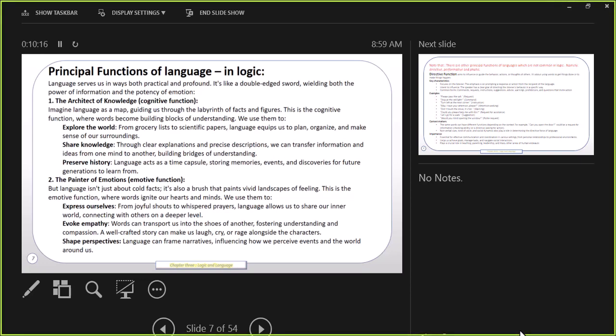But most dominantly, cognitive functions are used in logical argument construction or evaluation, etc., right? They are important to explore the world, share knowledge, and present history. Emotive functions are important either to express our emotions or to evoke. To evoke means what? Evoke empathy.